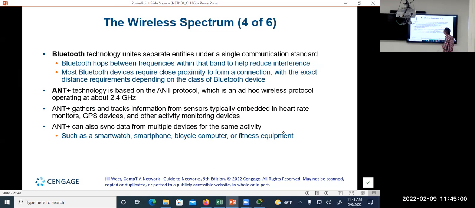And you have ANT+. Its technology is based on the ANT protocol, which is an ad hoc wireless protocol, and uses 2.4 gigahertz. It also gathers and checks information from sensors, working in the medical field to measure heart rate, or GPS devices, or other activity monitoring devices, like the iWatch. Yeah, the iWatch uses ANT. Yes.